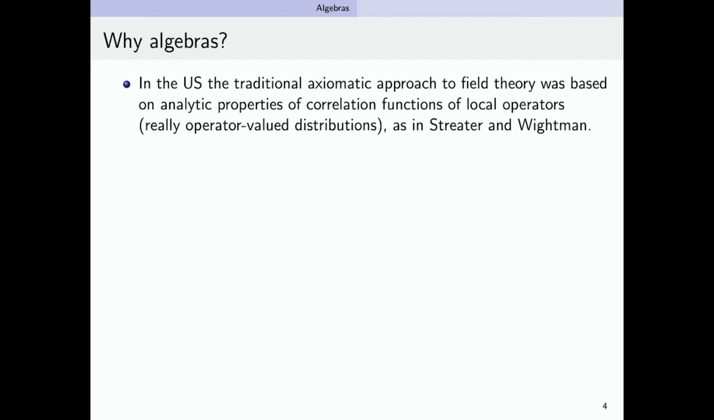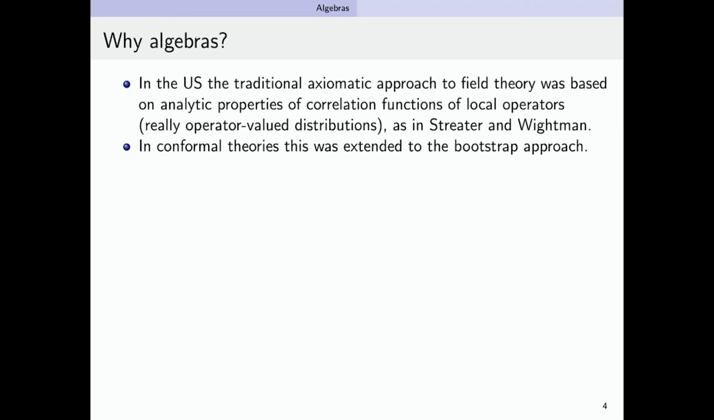Okay, so first, why algebras? Here in the U.S., the most traditional approach is to just not think about the axiomatic approach at all and compute Feynman diagrams. But that's not us in this room. We like to actually understand what we're doing. The traditional approach was the Streater and Wightman approach, where you look at the analytic properties of correlation functions of local operators, which are really operator-valued distributions.